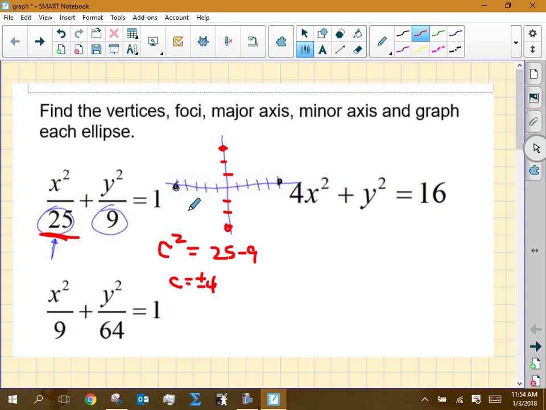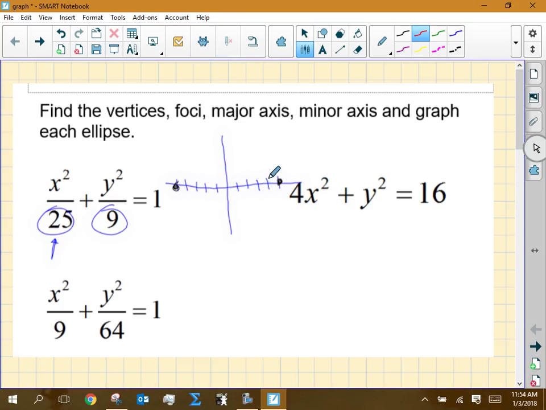So now foci are always on the major axis. So I'm going to go over 1, 2, 3, 4 units on the major axis, put a point there. 4 units on the major axis that direction, put a point there. And that's a focus. That's a focus. We've got these endpoints that we can draw a smooth curve through and provide us our ellipse.